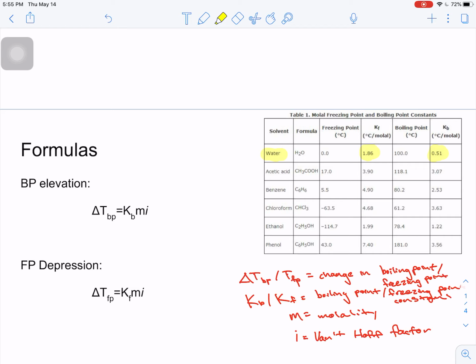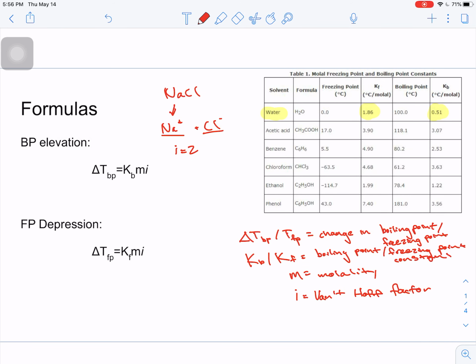Okay, m is molality, so make sure you don't get that mixed up with moles or molarity. Molality is something different. And then i is the Van't Hoff factor. The Van't Hoff factor is just, in simple terms, how the molecule splits when you put it into the solvent. So something like NaCl dissociates into Na and Cl, and because it splits into two separate things, 1, 2, your Van't Hoff factor, or your i, is 2.